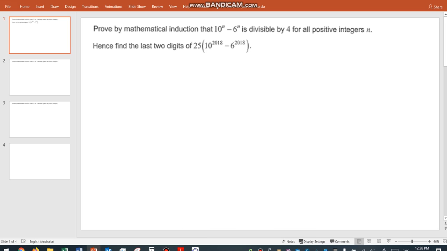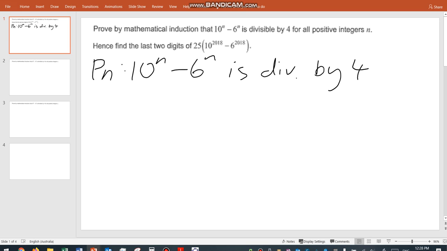Yeah, all good. So start off by saying P of n, our proposition for any value of n. We say that 10 to the power of n minus 6 to the power of n is divisible by 4. Okay, and we also need to define the range of our n. So n is all positive integers, so we say that n is an element of the set of all positive integers. Okay, so that's the first thing we need to do.